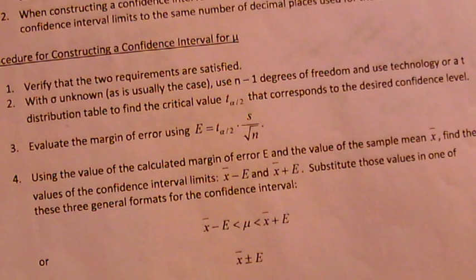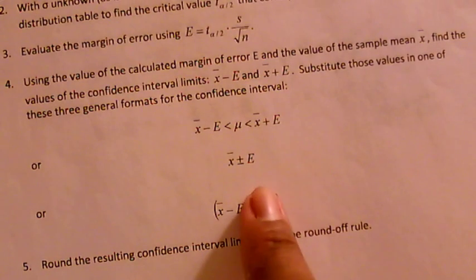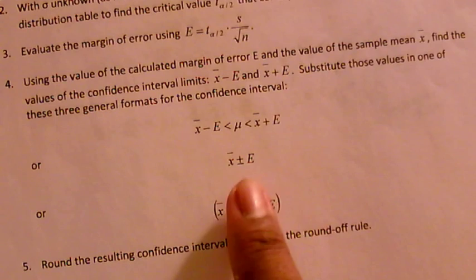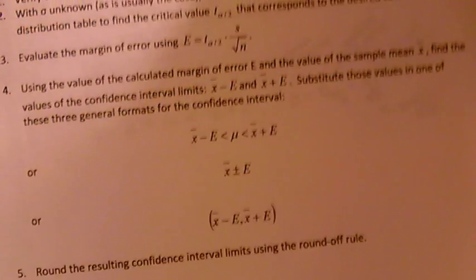And then use the value of the calculated margin of error and the value of the sample mean to find the values of your confidence interval limits. That's x bar minus E and x bar plus E. And you'll use mainly this first format. And there are others like x bar plus or minus E, and then this interval notation x bar minus E, x bar plus E. And of course you use that round off rule to round your confidence interval limits.